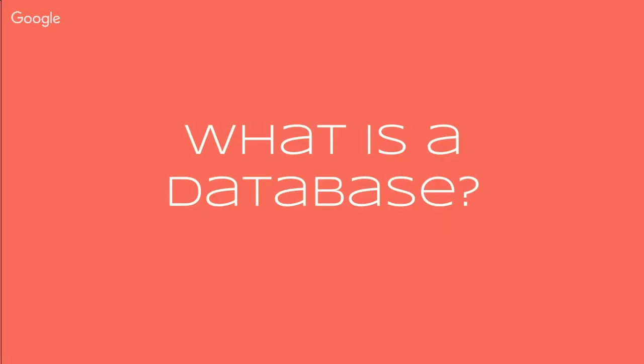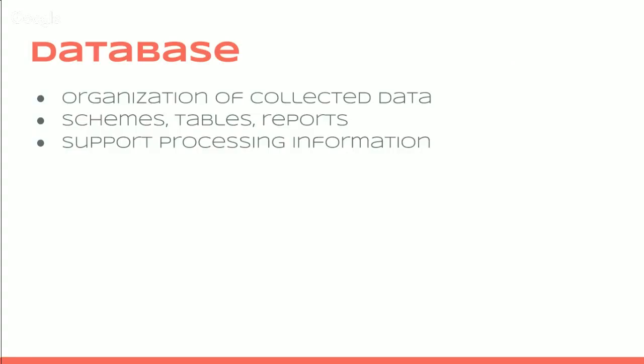So starting off, what is a database exactly? A database is an organization of collected data, and this means that people will collect data in various ways. You talk about Internet of Things and big data, all this connects to databases. And they can organize it in different ways too, with schemas and tables and reports, just bunches of ways depending on the type of database, which I will cover later. And they all support processing information. So you bring in all the data, all the information, and you sort it out and organize it to make it easier to use and easier to analyze.